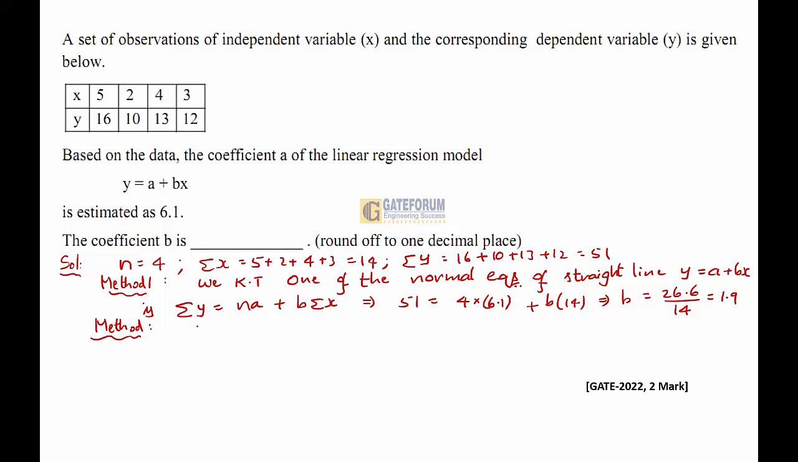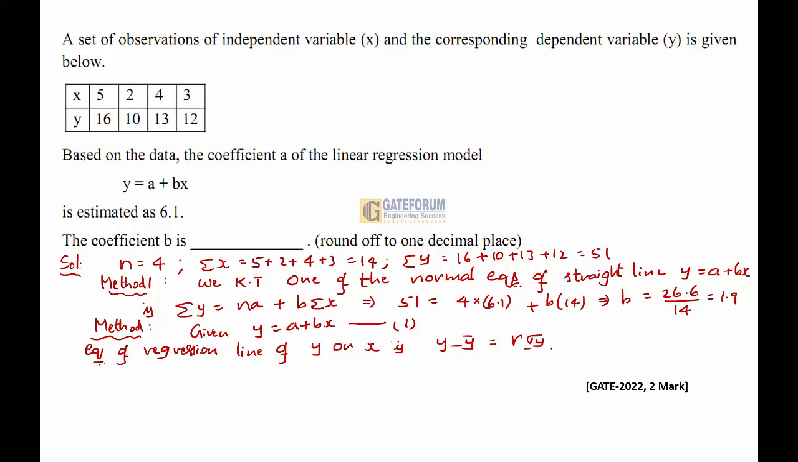Okay. So the given linear regression model is y is equal to a plus bx. Let us say equation 1. Equation of regression line of y on x is y minus y bar is equal to r times sigma y by sigma x into x minus x bar.